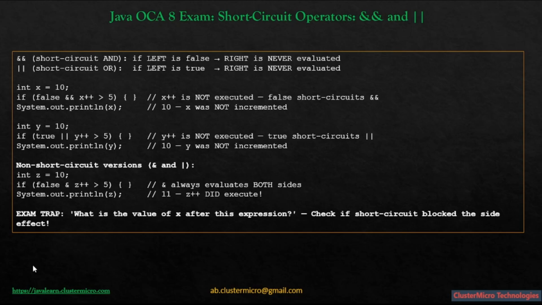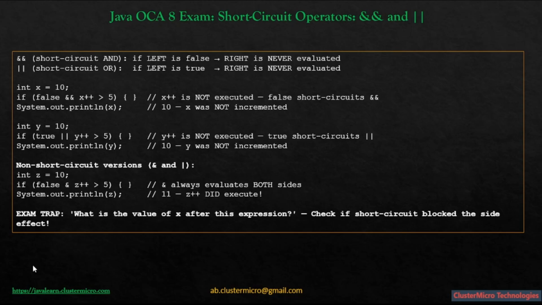Java recognizes this and stops evaluating immediately, skipping the right side. This behavior matters because the right side might contain a side effect such as x++ or a method call. If the right side is skipped due to short circuiting, the operation never runs, so the variable remains unchanged.